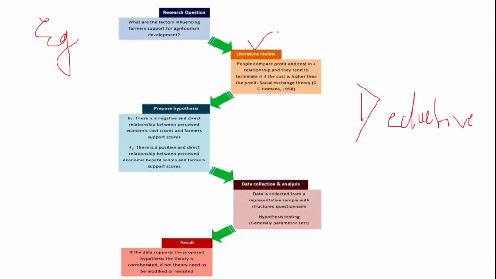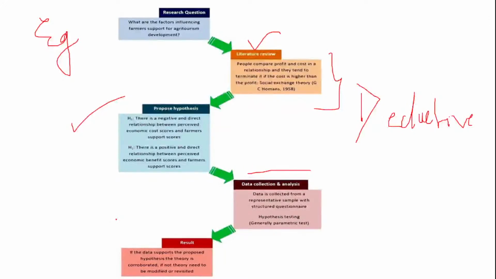Then we will go for literature review, where we compare the relationship between various concepts. Then we come to framing of a hypothesis, that is, your alternate hypothesis and your null hypothesis will be framed. After that, data collection and analysis take place, where data is collected from a structured questionnaire for hypothesis testing, and then based on that your results or outcomes will come.